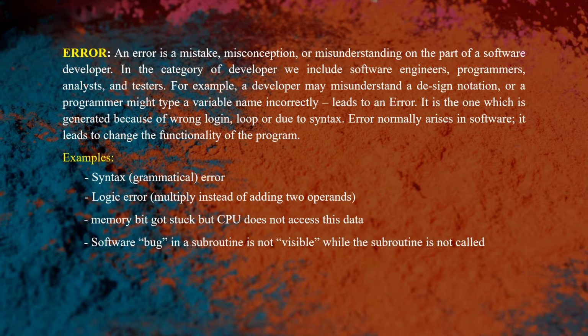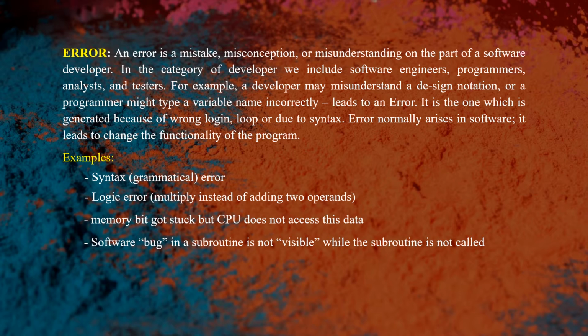Error. An error is a mistake, misconception, or misunderstanding on the part of a software developer. In the category of developer, we include software engineers, programmers, analysts, and testers. For example, a developer may misunderstand a design notation, or a programmer might type a variable name incorrectly, which leads to an error. It is the one which is generated because of wrong logic, loop, or due to syntax.